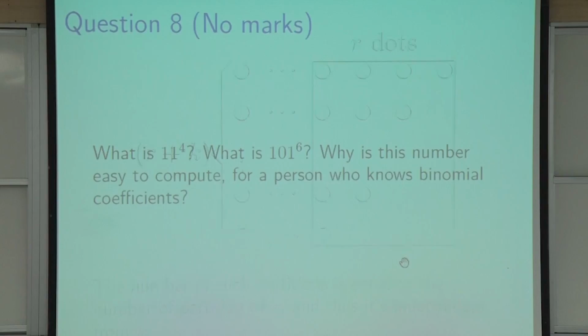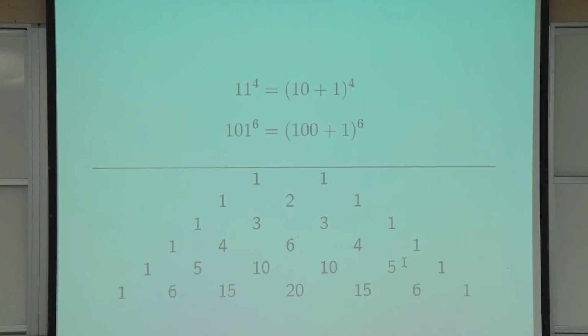Okay. And question 8 is just a free form question, and you have no formal answers. It asks why 11 to the power 4 or 101 to the power 6 is easy to compute for us, knowing the binomial coefficient. As you can see, 11 to the power 4 is actually equal to 10 plus 1 to the power 4, and 101 to the power 6 is actually equal to 100 plus 1 to the power 6.